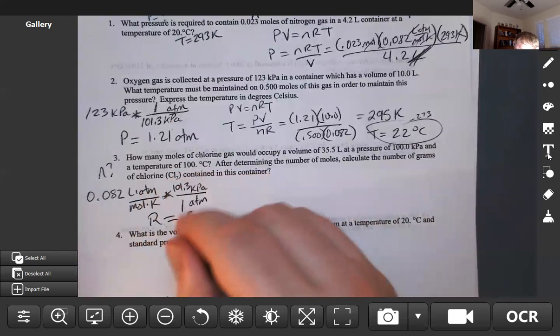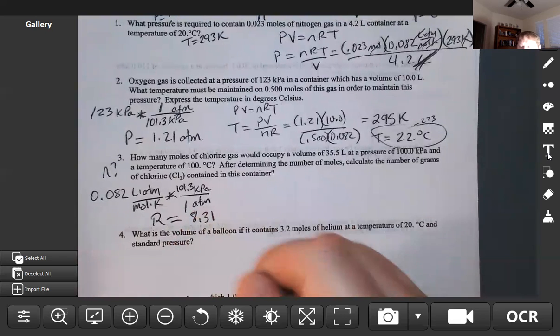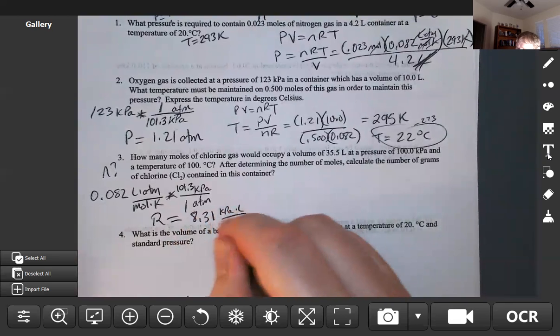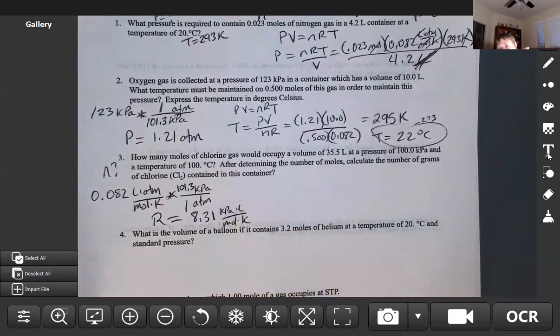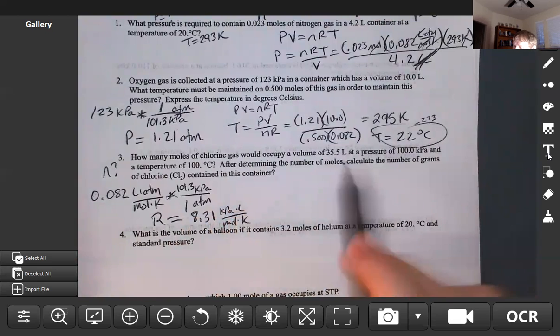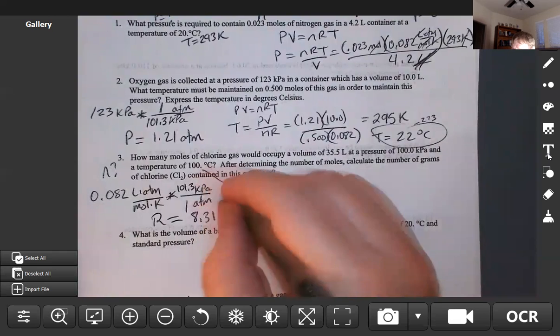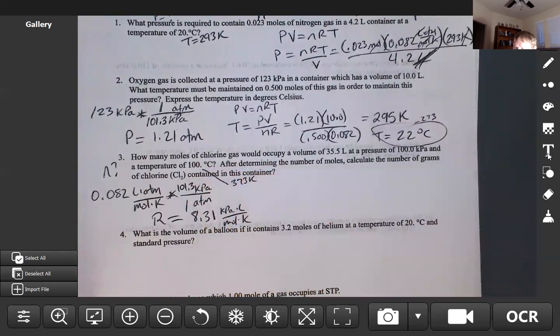would be 8.31 kilopascals liters over mole K. And we can plug that in now since we're dealing with kilopascals. All right, so there's our P. Temperature is 100, so we're going to make sure that we convert that to 373 Kelvin, add 273. And the problem says, after you get the moles, go ahead and calculate the number of grams. All right, so we'll have an additional step when this is over with.